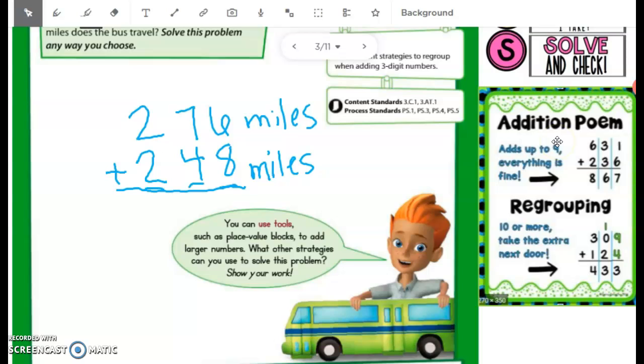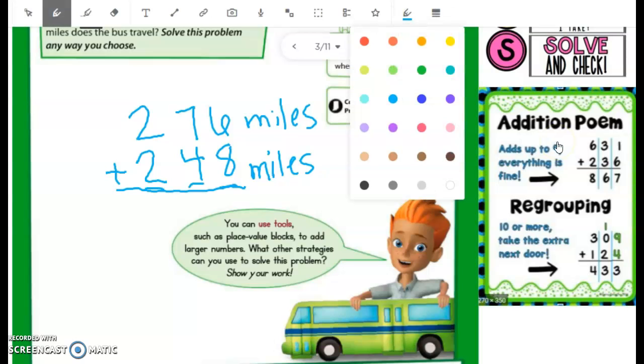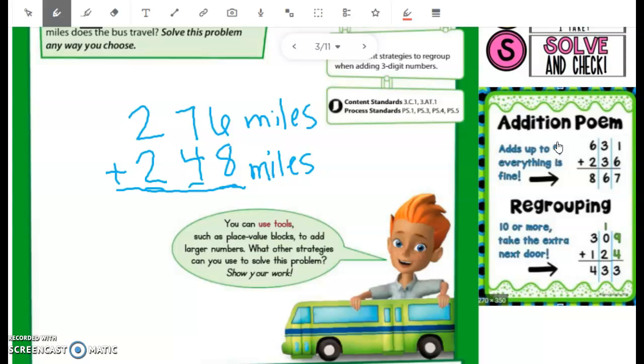I'm going to choose a different color to answer my problem. I'll choose red. And I need to add 6 plus 8. Now I know that 6 plus 6 is 12 and 2 more is 14. So I have more than 9. 14 is more than 9. So I'm going to take the extra next door and drop the other on the floor.